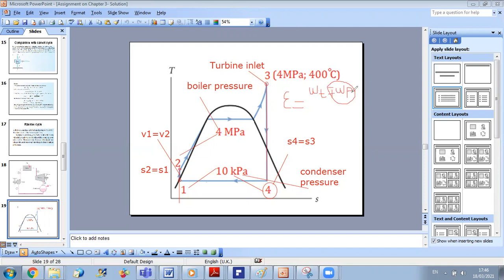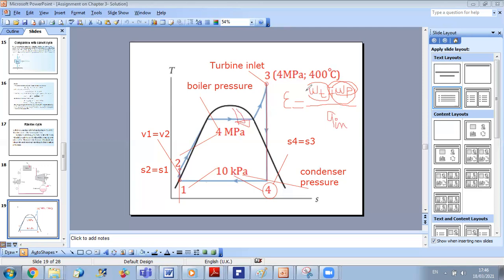When I add the algebraic values of the two, WT will be positive, and WP will reduce WT because we need to provide work to the pump. Over the input. The input is the heat added through the boiler. So this is Qn. Now, I can express the efficiency as a function of the enthalpies. How? If I want to simplify this relation to give it as a function of the enthalpies, you know that W is m dot delta H.